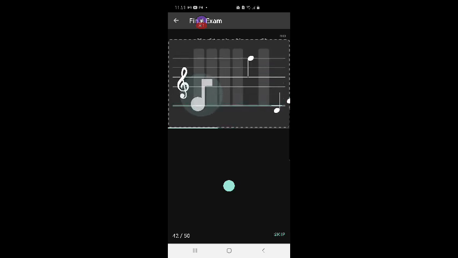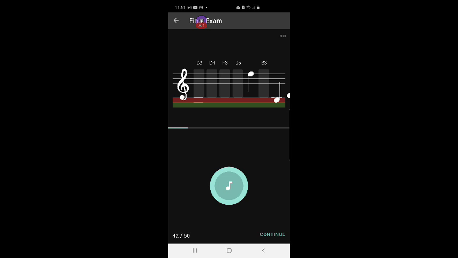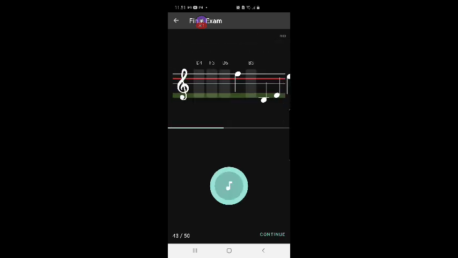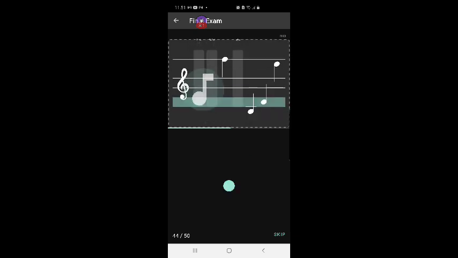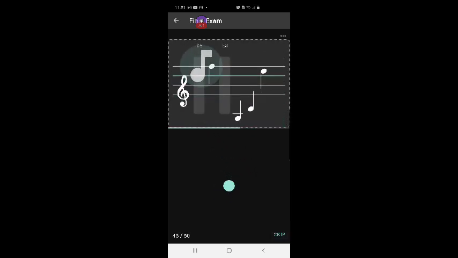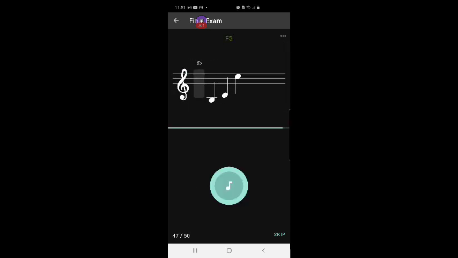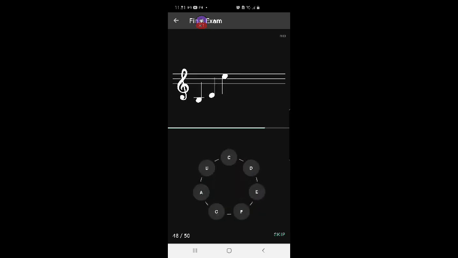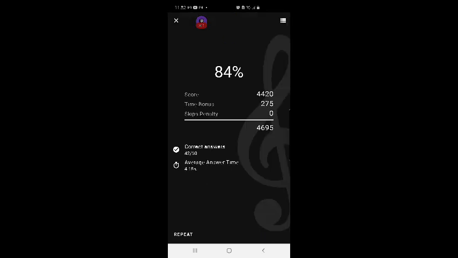G3. E, D, C, G. Crap. I think I'm really doing crappy. G3. So with D4, it's going to be every good boy deserves. No. D4 is below the line. I guess I'll have to just keep doing it until I get it. F3. D5. G, F, E, D, C, B. Oh, hit the wrong button. Percent.